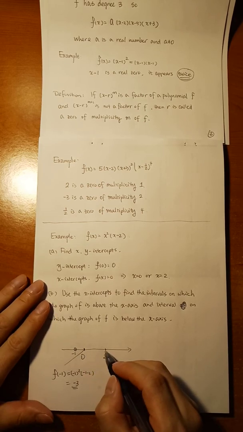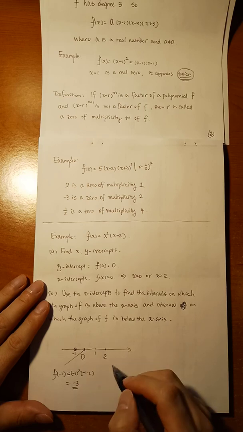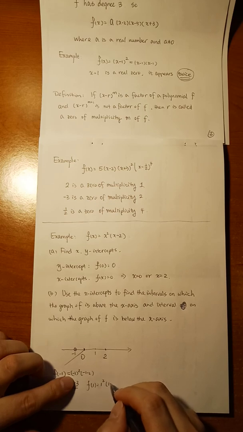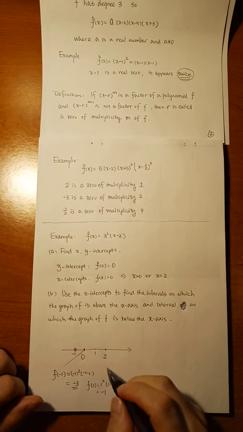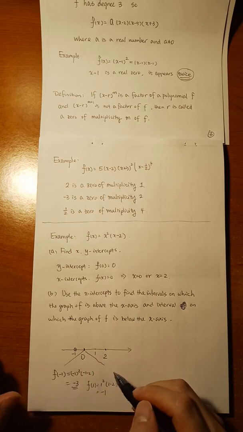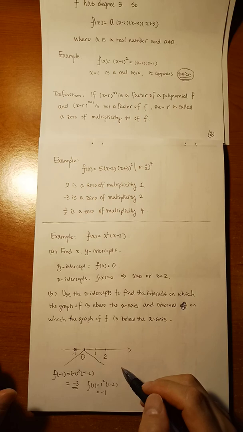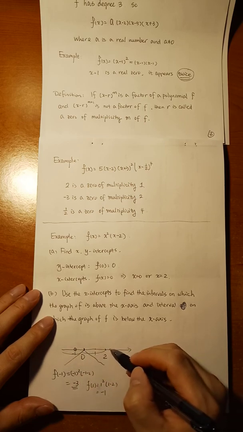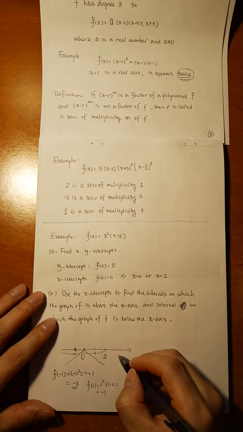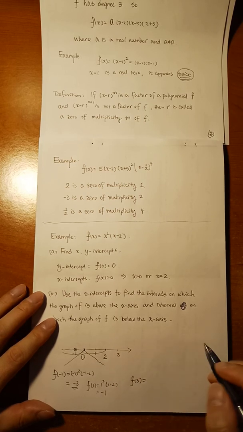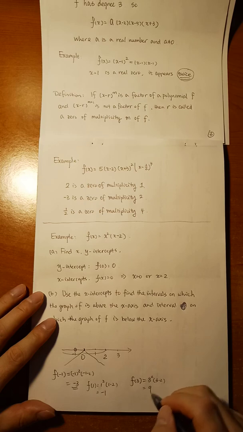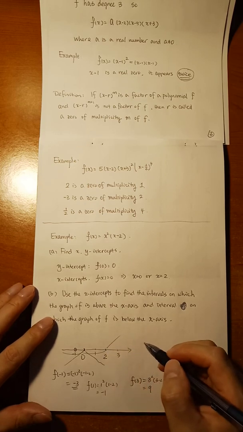And between 0 and 2, I possibly will select 1. It is easy to compute. Let's see f(1). f(1) is 1 squared, 1 minus 2. 1 squared is 1, 1 minus 2 is negative 1. So it's still below the x-axis. When it is greater than 2, let's select 3. Then f of 3 is 3 squared, 3 minus 2. 3 squared is 9. 3 minus 2 is 1. 9 times 1 is 9. Okay, so it's above the x-axis.